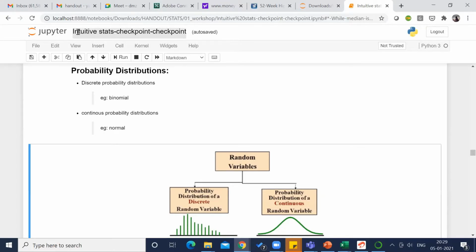Remember that the whole objective of this session is intuitive stats, right? So the idea is not to give you the most advanced concepts. The idea is to develop intuition about statistics in your heads. So a distribution is basically what? You replace the frequency distribution with probability, and it becomes a probability distribution.